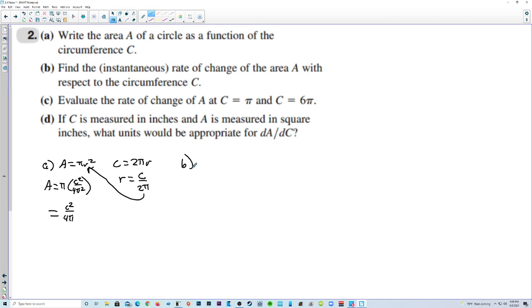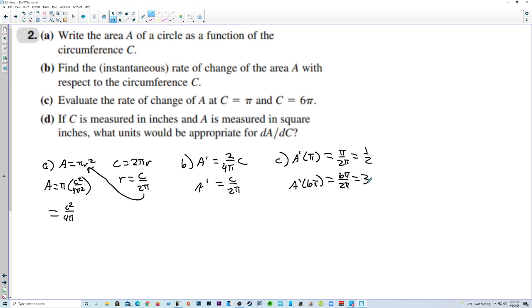Letter B, find the instantaneous rate of change of the area A with respect to the circumference C. So A prime is equal to 2 over 4 pi times C, which ends up being C over 2 pi. Letter C, evaluate the rate of change of A at C equals pi and C equals 6 pi. So A prime of pi is equal to pi over 2 pi, which is 1/2. And then A prime of 6 pi is equal to 6 pi over 2 pi, which is 3.